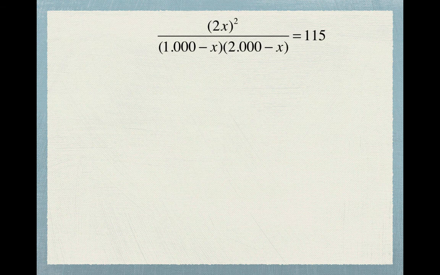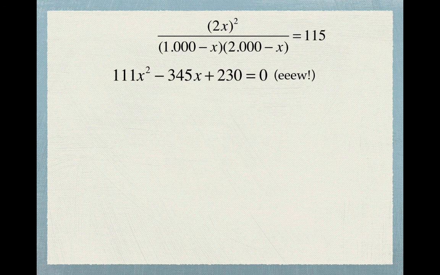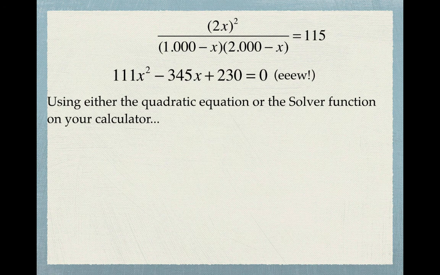So there's our equation. We multiply everything out, we FOIL that bottom part, we multiply over by the 115, we can combine all of our terms, and we get a quadratic: 111x squared minus 345x plus 230 is equal to 0. Ew. So using either the quadratic equation that you learned in high school or a solver function on your calculator, you should reach 2 roots for this equation. Every quadratic has 2 roots.